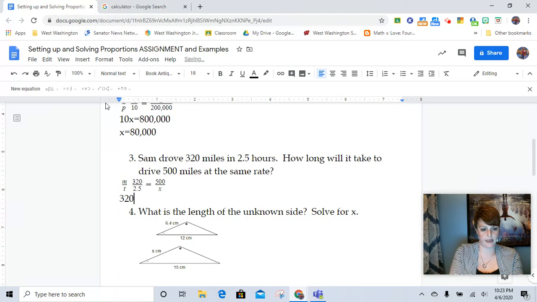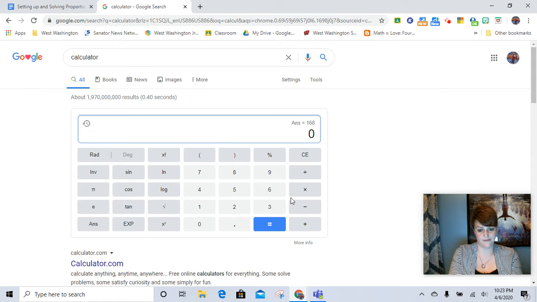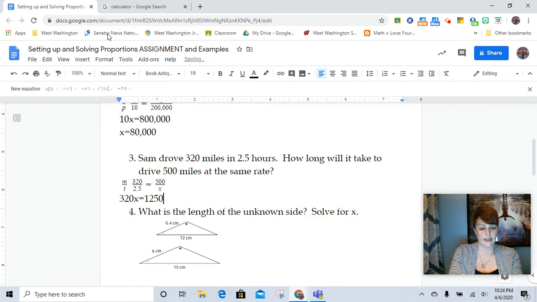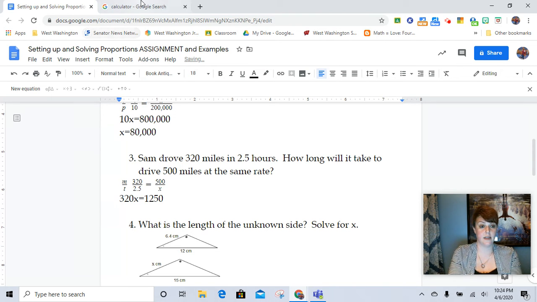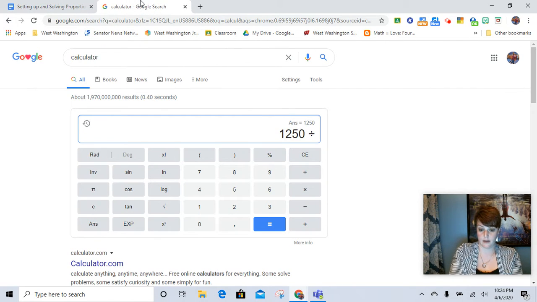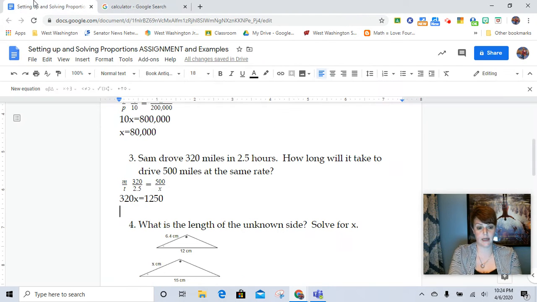All right, so that's 320x equals 500 times 2.5. It's been a long day. I don't feel bad about using the calculator. 1250. There we go. And so then we divide by the number touching x. And so 1250 divided by 320, that's the math that we're going to do, is 3.9. We're going to say about 3.9. So x is 3.9 hours.